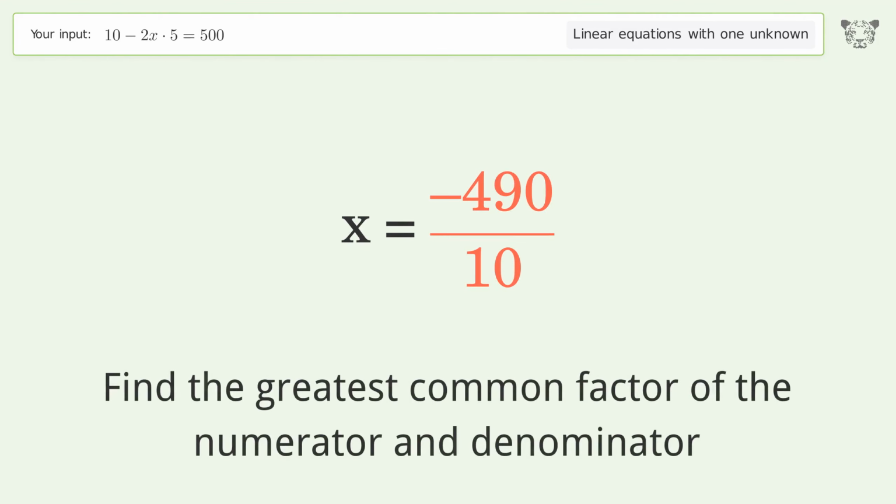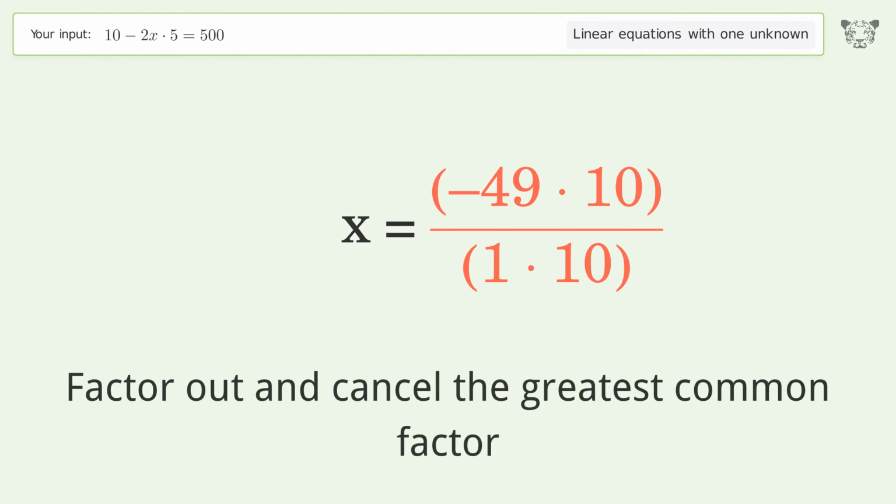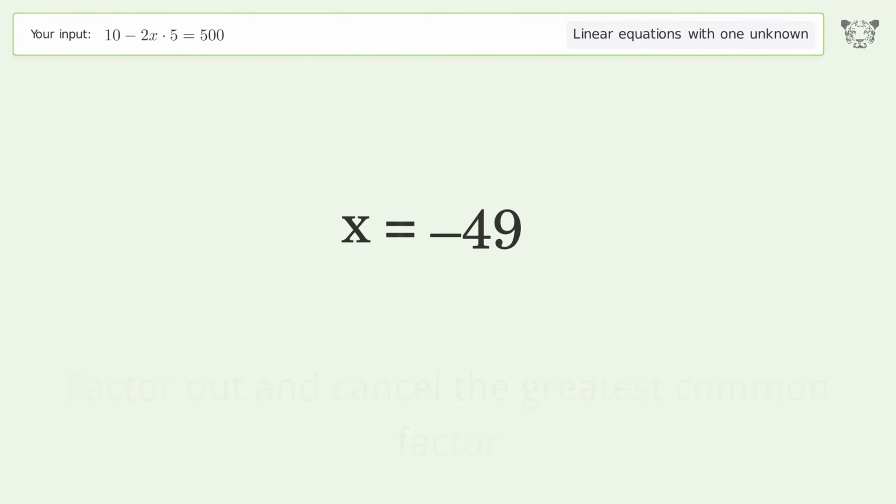Find the greatest common factor of the numerator and denominator. Factor out and cancel the greatest common factor. And so the final result is x equals -49.